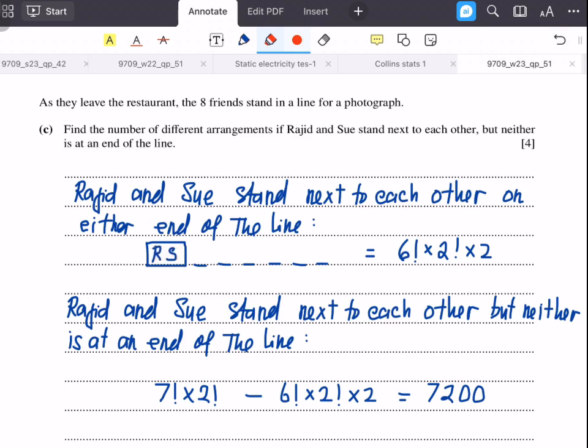But we have a restriction that both of them are neither at the end of the line. So we subtract this one, 6 factorial times 2 factorial times 2. So the total different arrangements with this condition is 7,200.